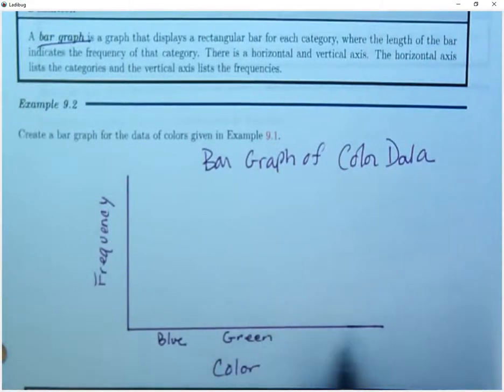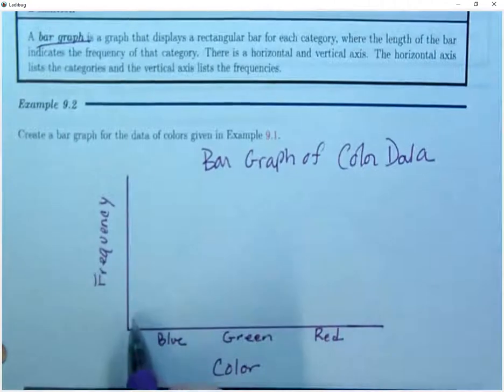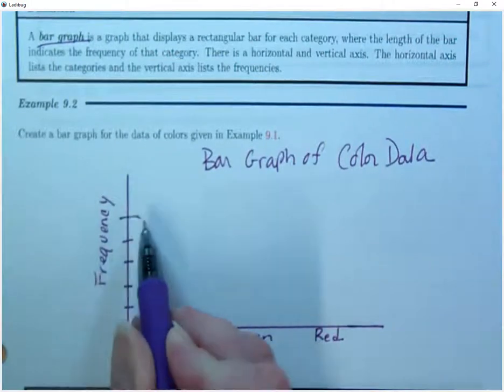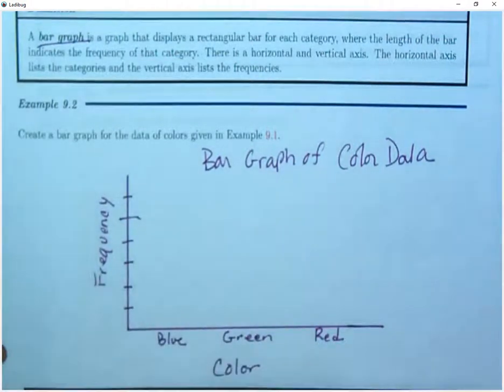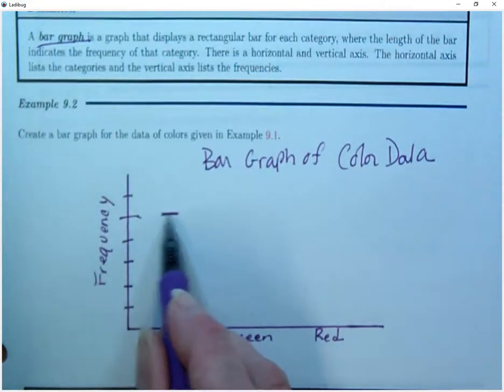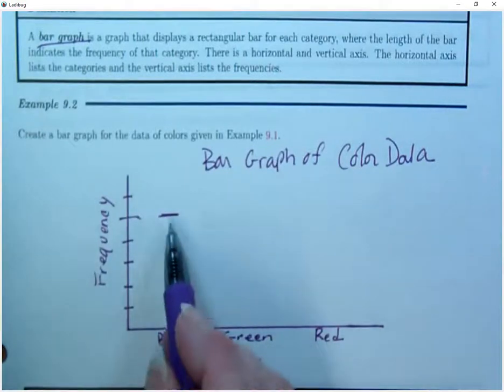Green and red. And then here's where I might want to use the ruler, but I do want to make kind of equidistant tick marks. I'm just going to do 1 unit because I don't have a very high value there. So blue I know was 5, so the frequency is 5, so I'm going to just draw a little line across there.